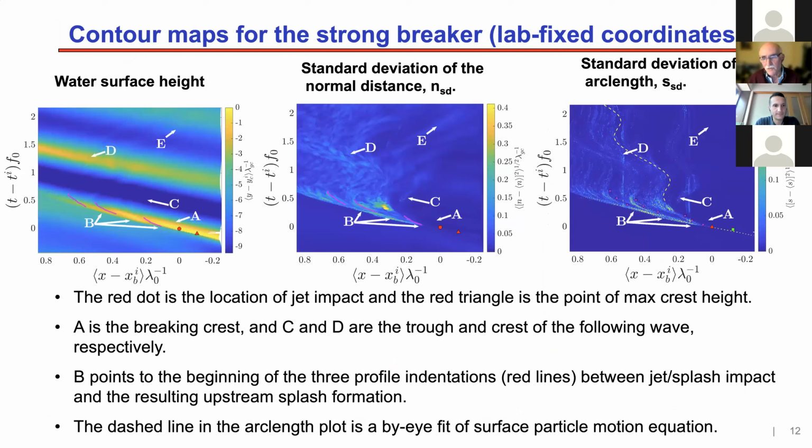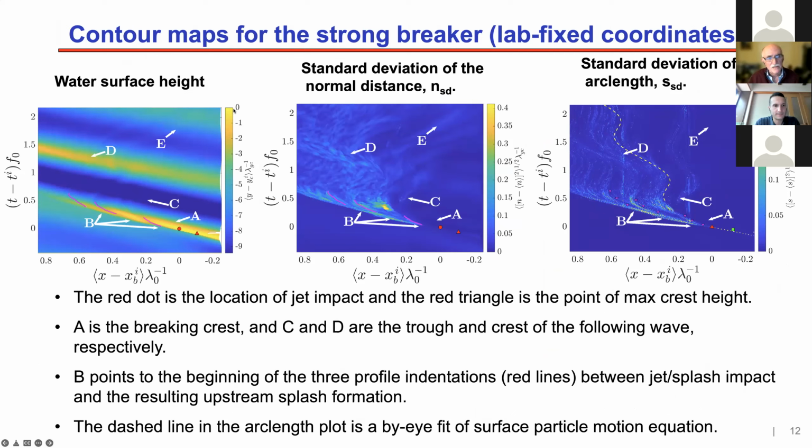So these are contour plots that we get from those measurements. The one on the left is height. So this is our entire measurement region. The last one was a little zone like here, following the wave crest. This is the crest of the breaker here, shown in yellow.